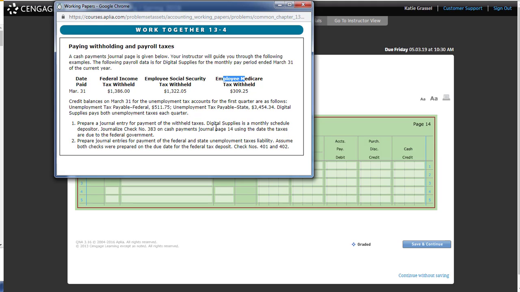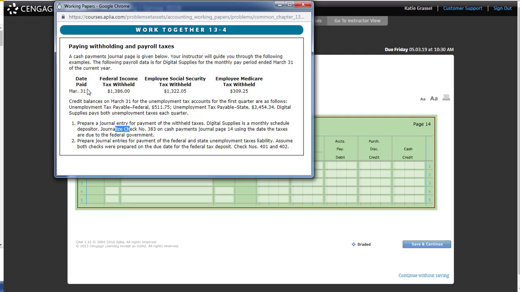So the first thing they want us to do, it says that Digital Supplies is a monthly scheduled depositor. Journalize check number 383 in the cash payments journal, page 14, using the date the taxes are due to the federal government. So notice, they don't say what date it is. They want you to go through it, and they know that you're a monthly scheduled depositor. So ending March 31st, that is your first pay period, or excuse me, first quarter.